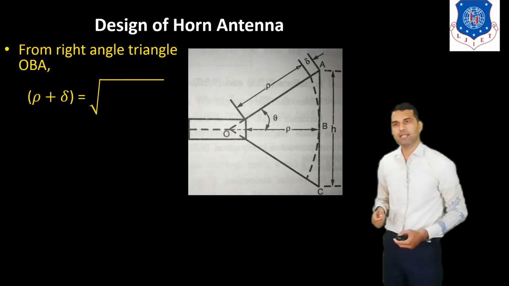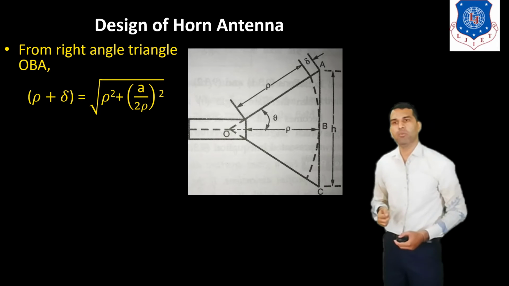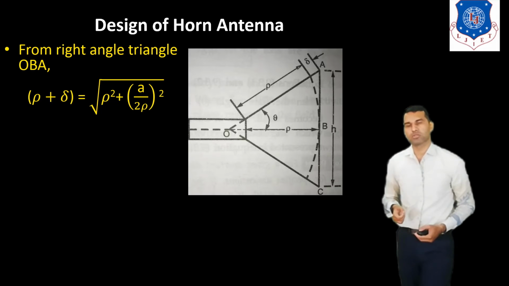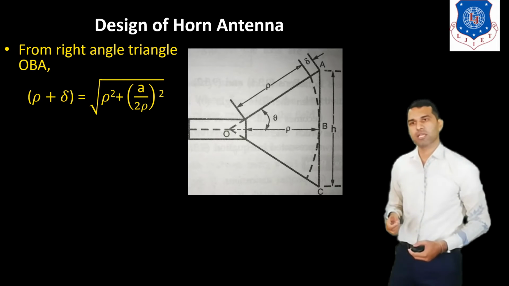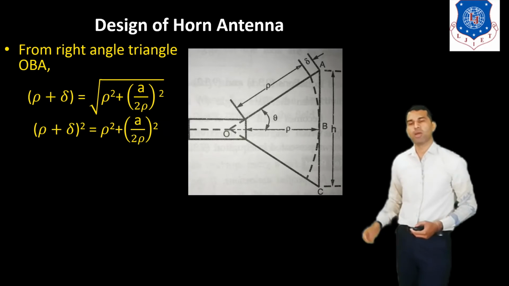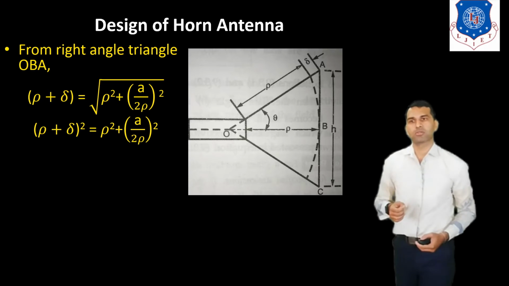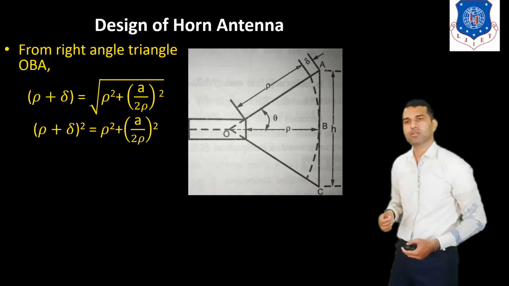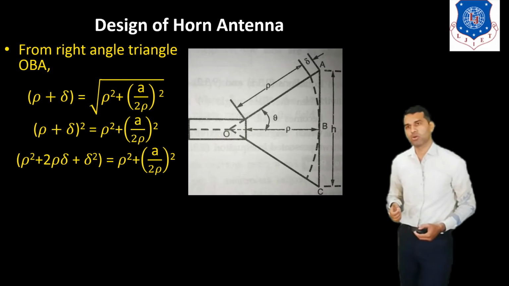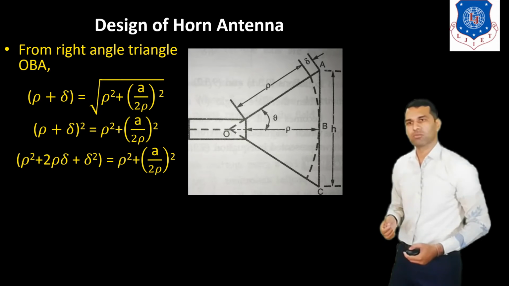So from right angle triangle OBA, in this figure the triangle OBA, by using the Pythagoras theorem we can write rho plus delta is equal to the square root of rho square plus (a by 2) square. When we solve this, we can write (rho plus delta) square is equal to rho square plus (a by 2) square. When we simplify this, we can write rho square plus 2 rho delta plus delta square is equal to rho square plus (a by 2) square.